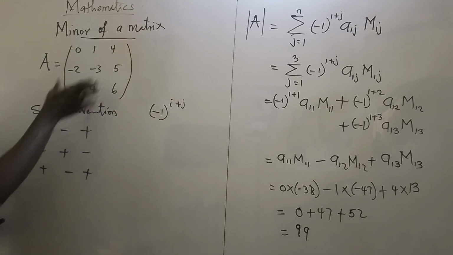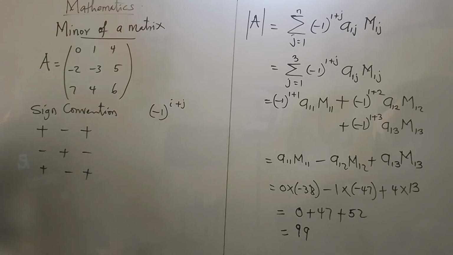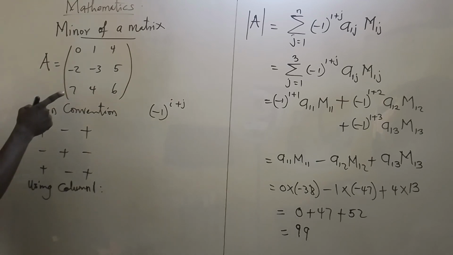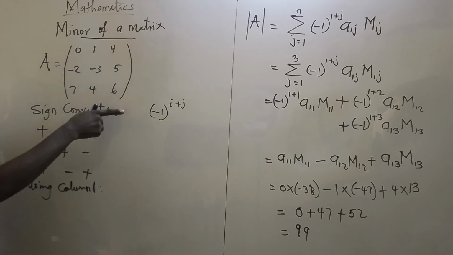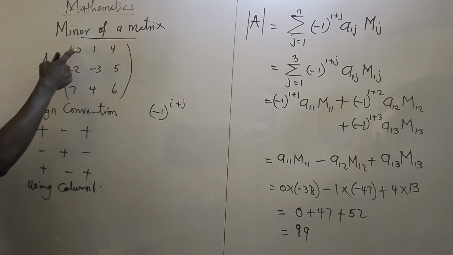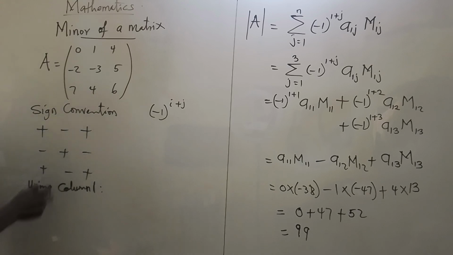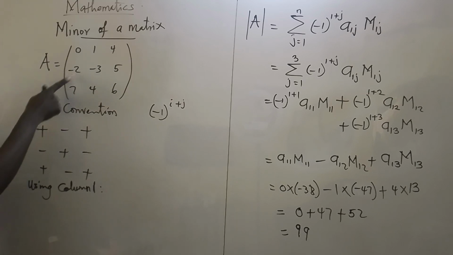Now, I've used row 1 to calculate the determinant. Let's use another one, or let me take column 1. So using column 1 of the matrix, don't forget each element is multiplied by its minor. So for column 1, I have 0, minus 2, and 7. In this case, the sign convention corresponding to 0 is plus, for minus 2 is minus, and for 7 is plus.